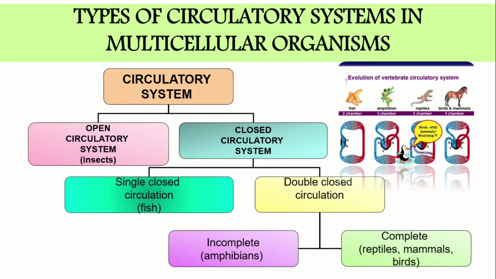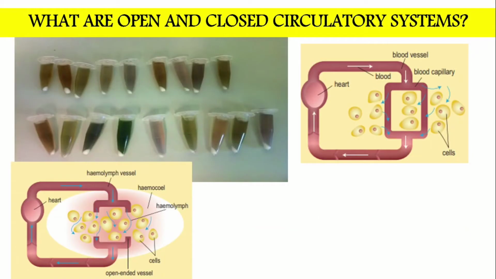Double closed circulation is divided into incomplete and complete. Incomplete circulation we can see in amphibians, meanwhile complete double circulation we can see in reptiles, mammals and birds. Without further delay, let's continue with more details about the terms that we have discussed before.